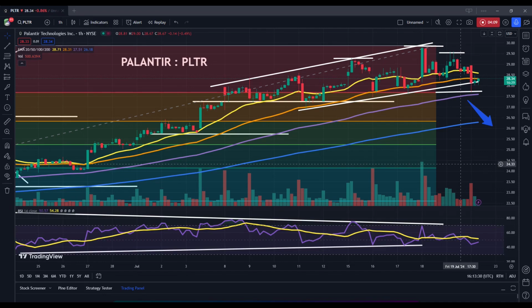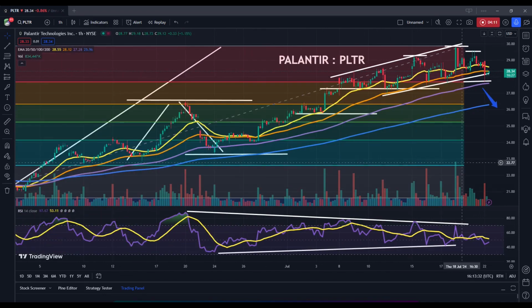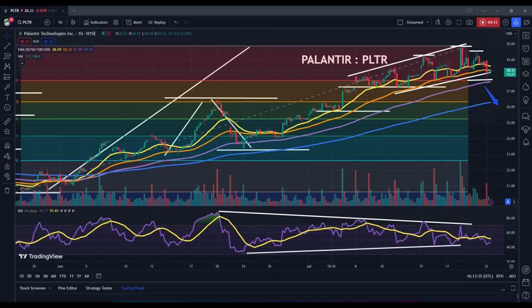So, these are factors that do need to be watched. We have not seen the break yet, so we don't assume that there will be a break. But these are factors that we do need to watch here.